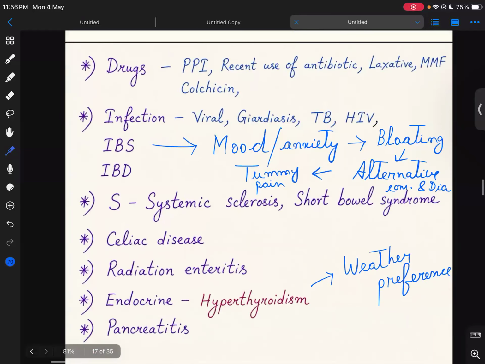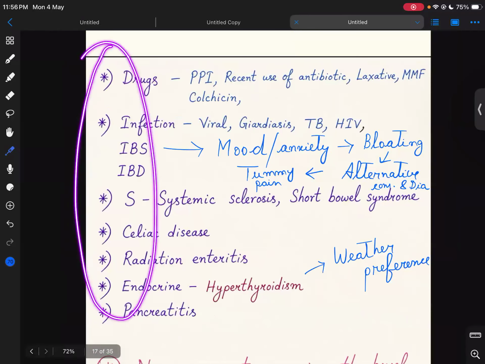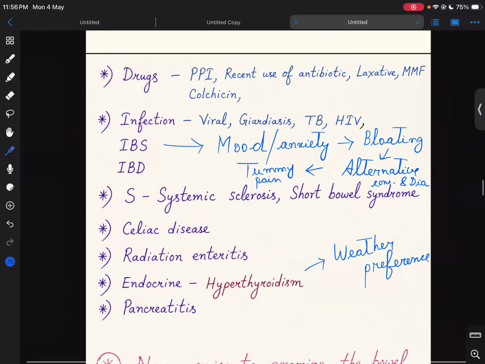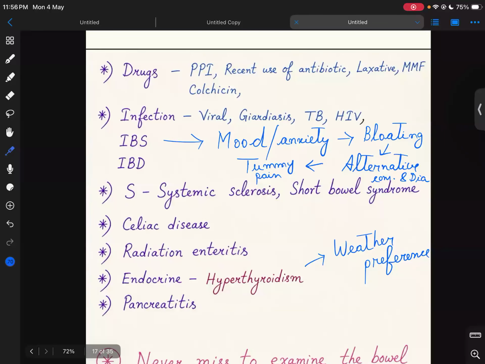So these are the differential diagnoses of watery and malabsorptive diarrhea. I'm again repeating, infection and IBD. Keep them as common for all the cases of diarrhea. Let me know from the doctors whether anyone has any question from any of the differential diagnoses mentioned here.